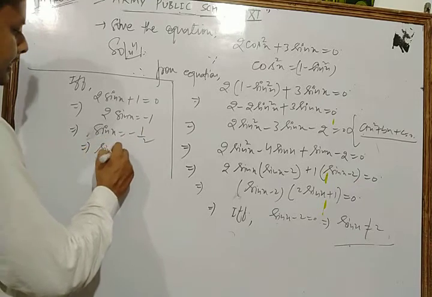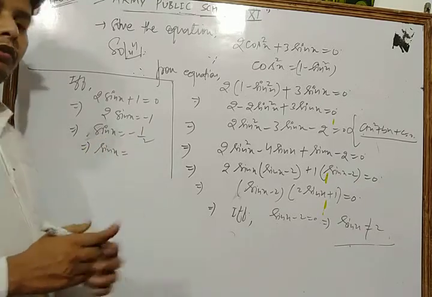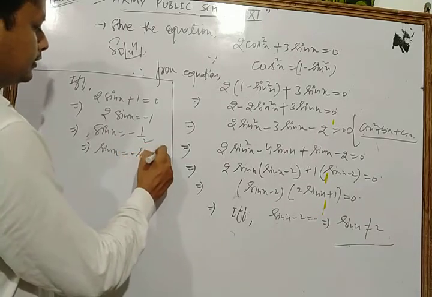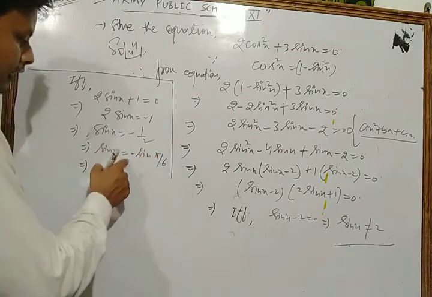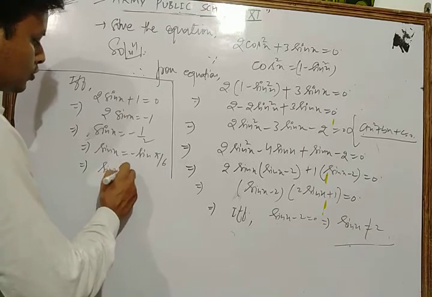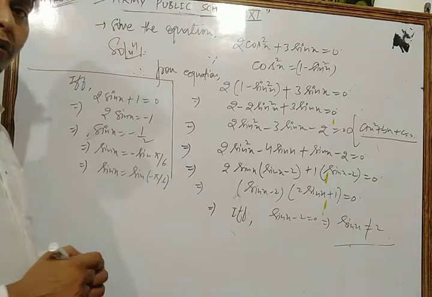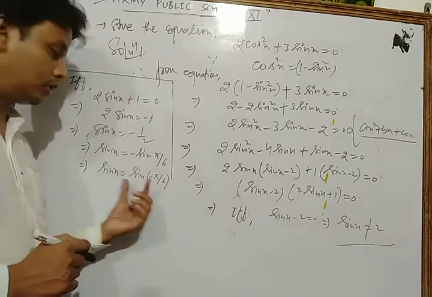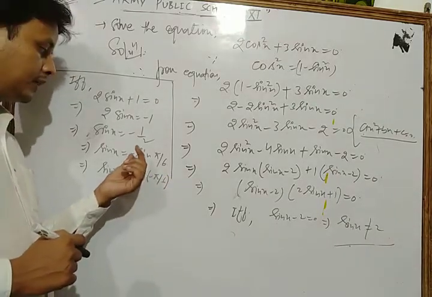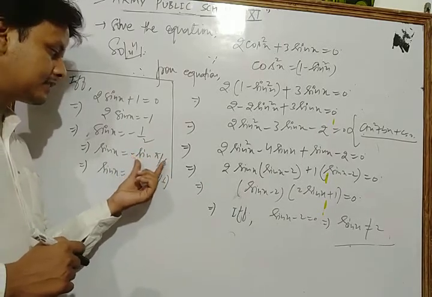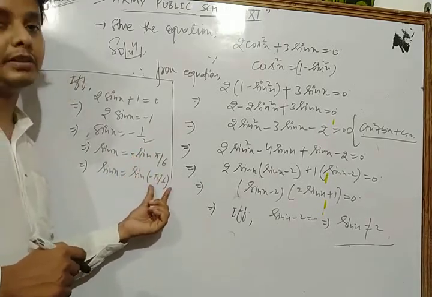So we have sin x is equal to minus 1 by 2, this is the value of sin 30. So we write minus sin pi by 6. And also we write that equation in this way, sin x is equal to sin minus pi by 6, because we know that sin minus theta is equal to minus sin theta. So we write minus sin pi by 6 as sin minus pi by 6.